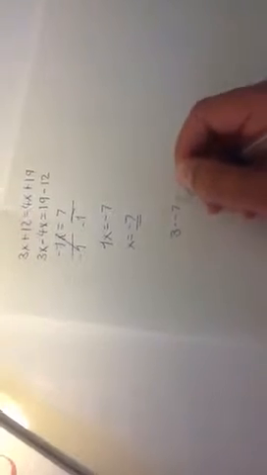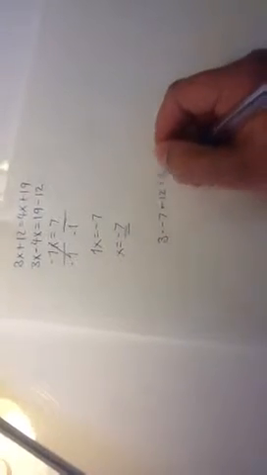And if you want to check if the result is correct, you can replace x with the result and multiply it with the number in front of x. So let's try that. 3 times minus 7 plus 12 equals 4 times minus 7 plus 19.